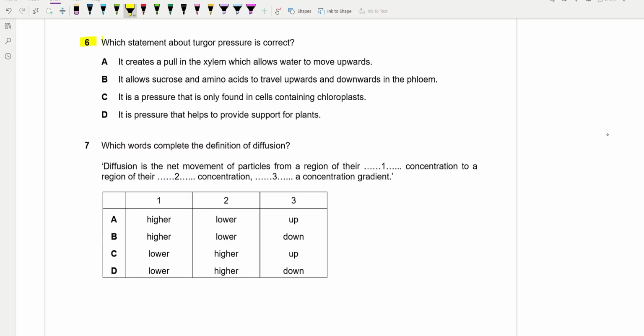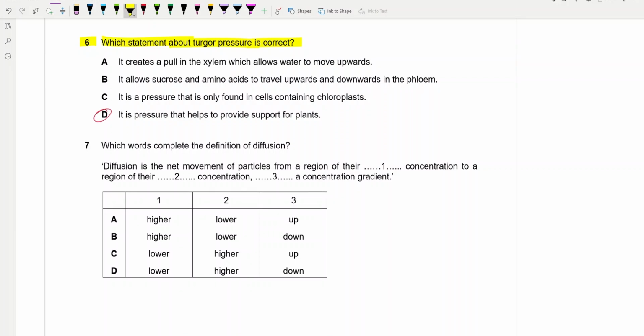Question number 6. Which statement about the turgor pressure is correct? Option A, it creates a pull in the xylem which allows water to move upwards. Option B, it allows sucrose and amino acids to travel upwards and downwards in the phloem. Option C, it is a pressure that is only found in the cells containing chloroplasts. Option D, it is pressure that helps to provide support for the plant. So the correct answer would be option D, as it provides support for the plant.